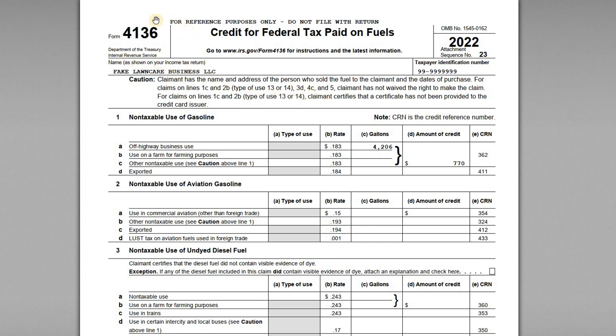So Form 4136 is where we report the federal fuel tax credit. Now, what you see immediately up here is our software prepared this for us, and they put this highlighted element up here: "For reference purposes only, do not file with this return."